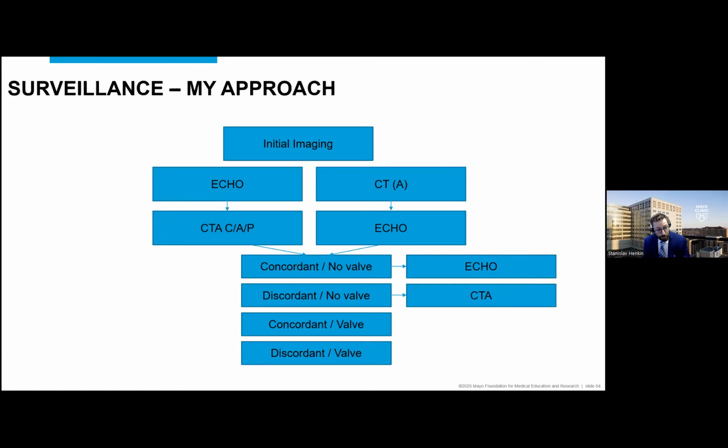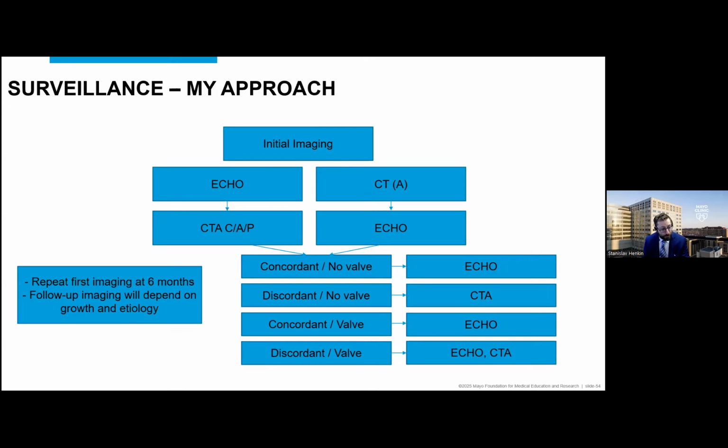If there's discordance, no valve disease, CTA or MRA. Concordance and valve disease, follow with echo. Discordance and valve disease, well, you really need an echo as well as cross-sectional imaging. Here I say CTA, but you can do MRA as well if you have expertise at your center with it. Repeat first imaging at 6 months, and follow-up will depend on growth and etiology.